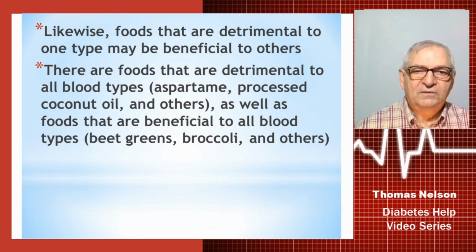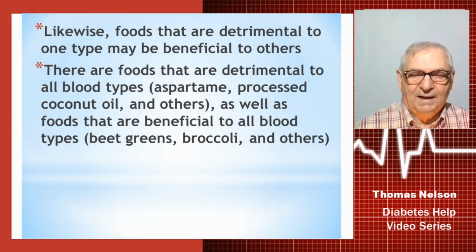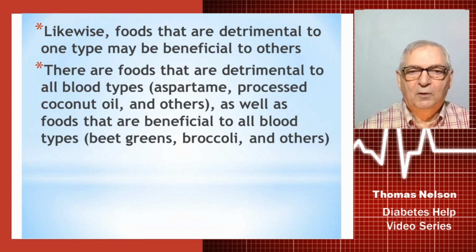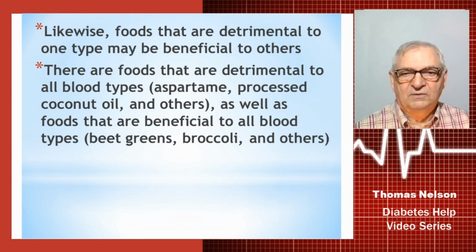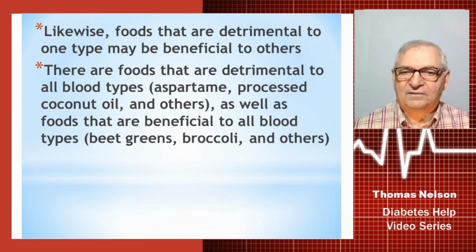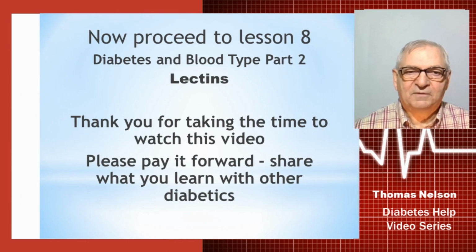There are foods that are detrimental to all blood types. Aspartame, that artificial sweetener used in sodas, is one of those. Processed coconut oil, now that's not the extra virgin coconut oil, and others. There's a list of them. As well as foods that are beneficial to all blood types, like beet greens, broccoli, and there's several others. They're beneficial for all 4 of the blood types.